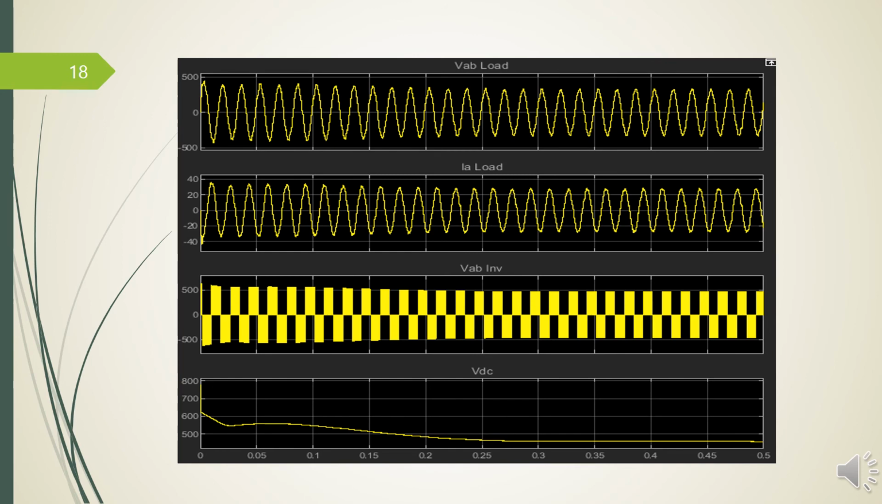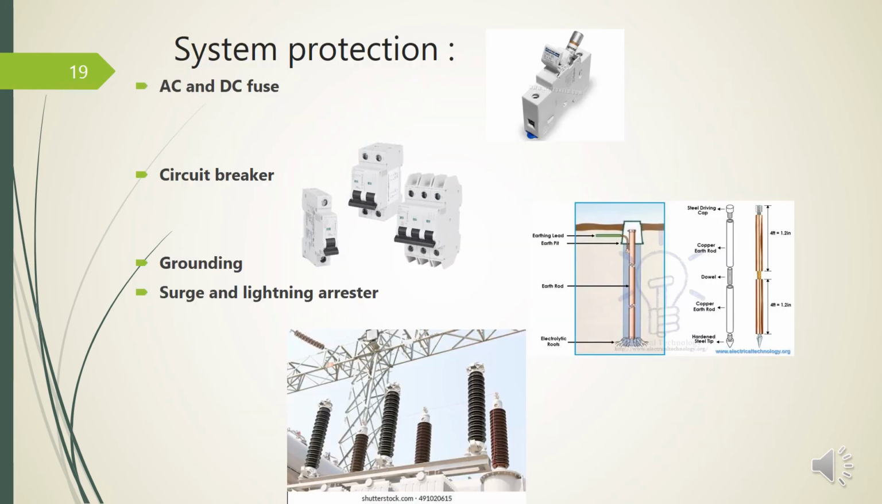This shows the measured output voltage and current of the load and the voltage of the DC bus. As you can see, our system can provide pure voltage for the load and constant voltage for the DC bus to charge the battery. In this slide, I'm going to talk about vital system protection.